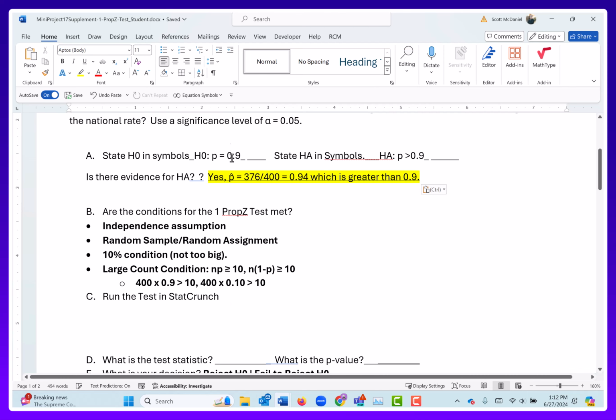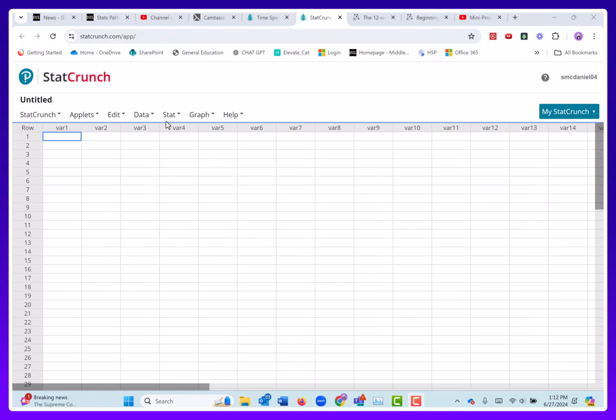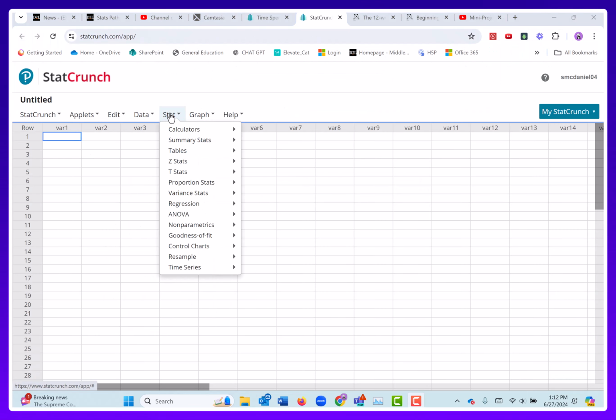Now let's run the test in StatCrunch. Okay, so we're going to go to Stat. This is a proportion, so we're going to go to Proportion Stats and One Sample. So in this class, when we're running a hypothesis test, we only have 2 parameters we're looking at. We're going to be looking at proportions. We're going to go to Proportion Stats. We'll either have 1 or 2 samples, or we'll go to means, which is the T Stats, and it'll be 1 or 2 sample, or they actually have a paired option here.